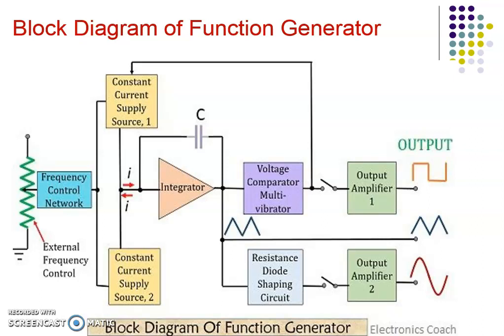And for the comparator, one thing remains the same: because the comparator is an open loop op-amp, the output of that open loop op-amp is always saturated. So that is like a square wave. For the positive half of this triangular wave, we get the positive half of the square wave, and for the negative half of the triangular wave, we get the negative half of the square wave.